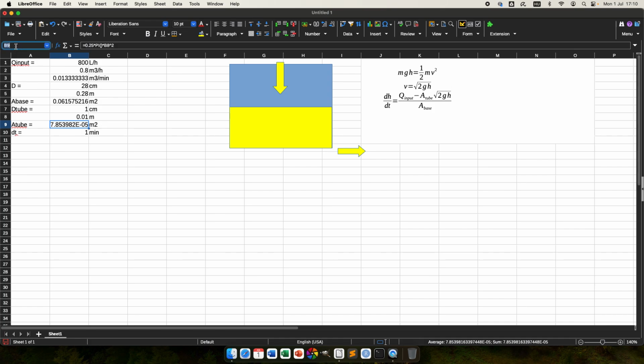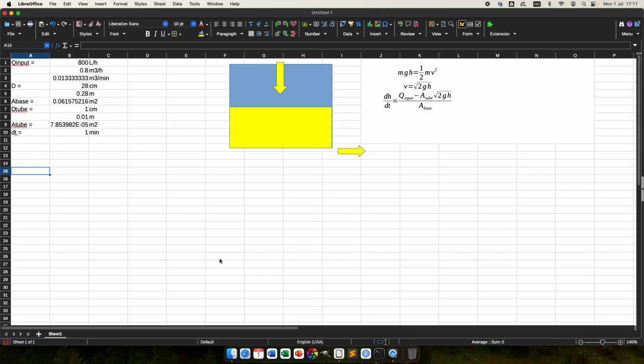This will be the tube area, the cross section of the tube. This will be the time step, the minute. Okay, so finally, if I check the list, you can see that all the parameters should be here. Yes, the base area, the tube area in the same unit, square meter, input stream cubic meter per minute, and the time step in minute. So first, we should know whether this system is going to steady state.